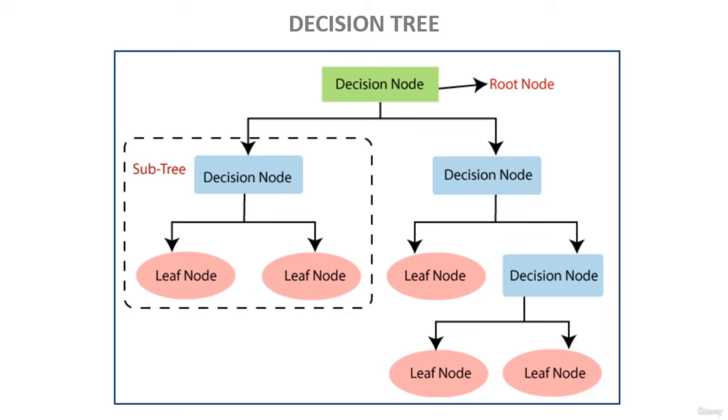And after that, we have Gini index, which is the criteria for calculating information gain. It calculates the probability of a specific feature being classified incorrectly when selected randomly. During classification, the attribute with the minimum Gini index is chosen as the splitting attribute.